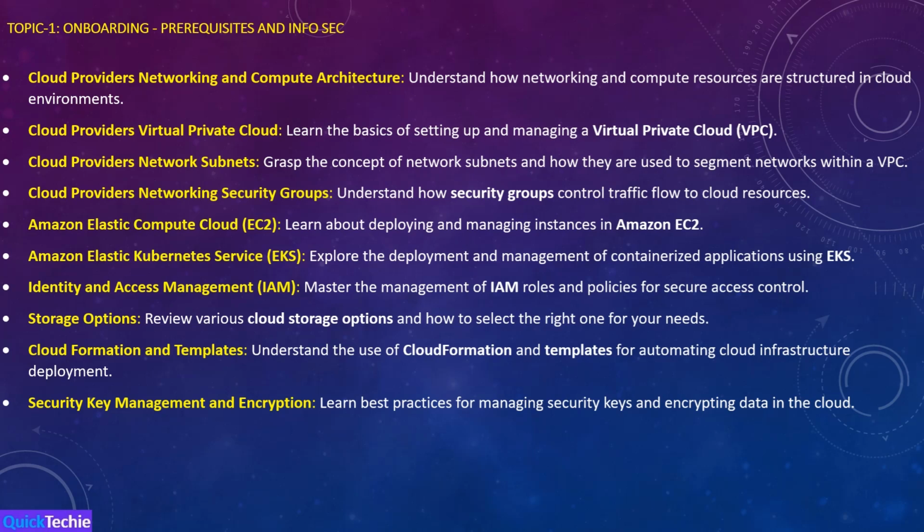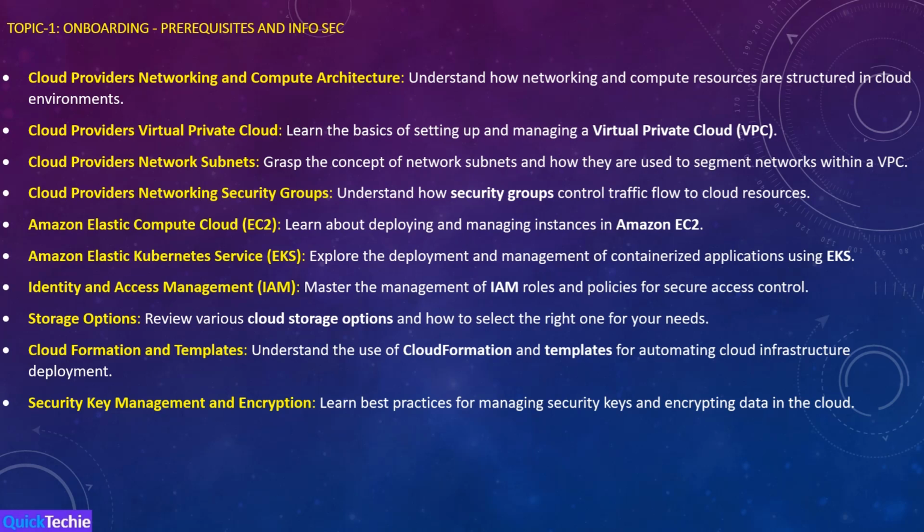Next is the cloud provider's virtual private cloud, VPC. You'll learn how to set up and manage a VPC to isolate and control your cloud resources effectively. Then we have network subnets, a key aspect of cloud networking. You'll need to know how subnets are used to segment networks within a VPC to manage traffic and security. You'll also dive into networking security groups. These are essential for controlling the flow of traffic to and from your cloud resources, ensuring that only authorized traffic can reach your instances.